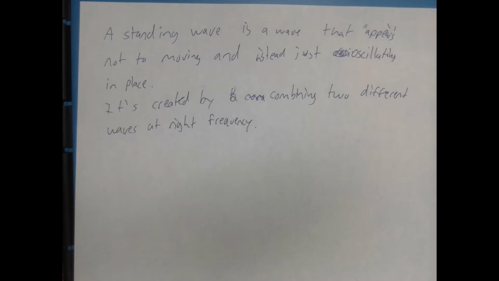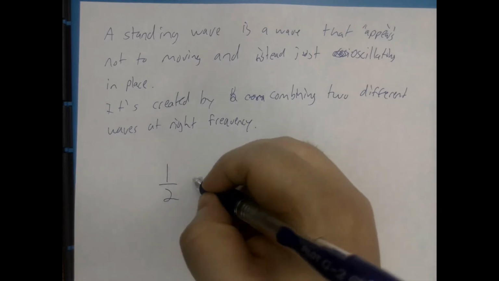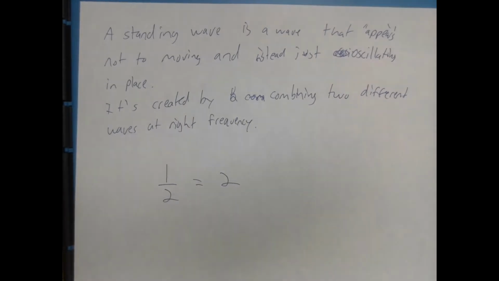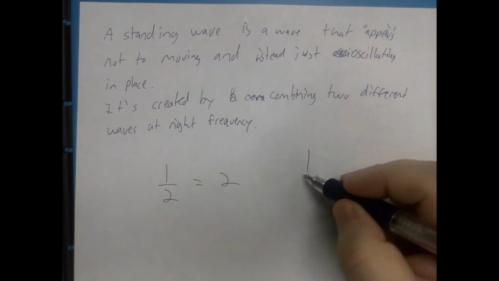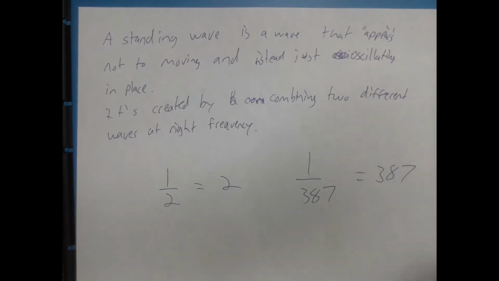One of the biggest issues I saw is people think 1 divided by 2 is 2, that a half is equal to 2. Or 1 divided by 387 is 387.